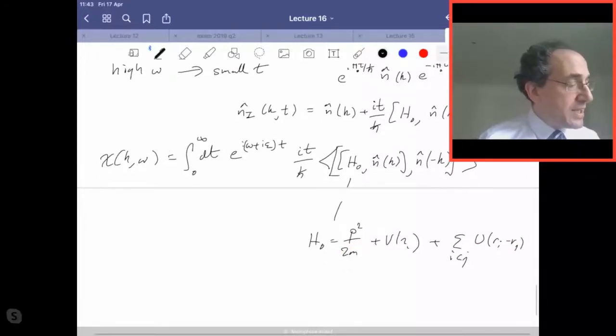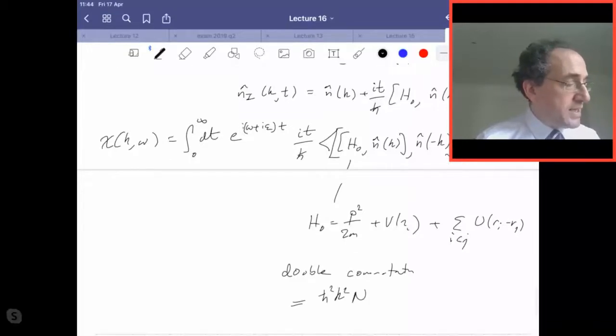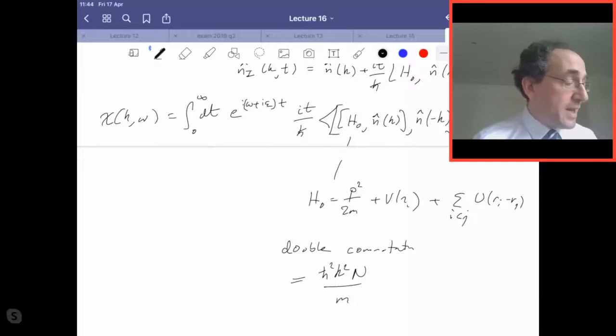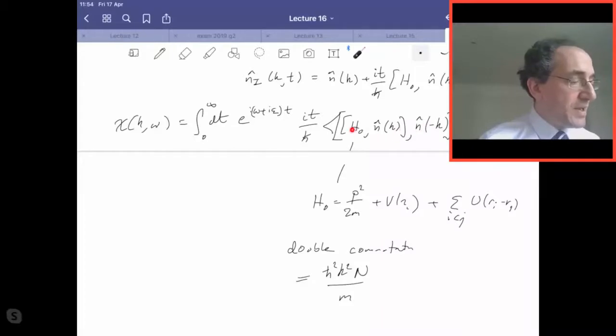So when we calculate the kinetic energy term, this double commutator is actually just a scalar. We did this before. It is h bar squared k squared density divided by m. And so this whole double commutator expectation value is just a number, and we can plug it back into our favorite formula up here, the Kubo formula, do the integral, now a trivial integral, and we end up with the final result.